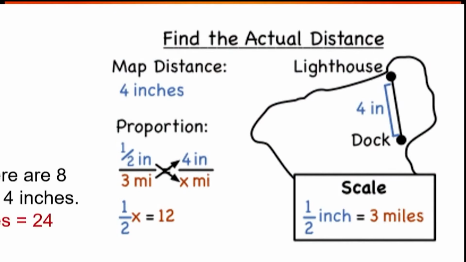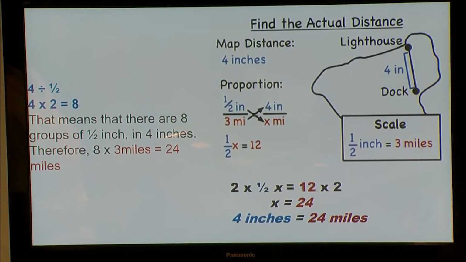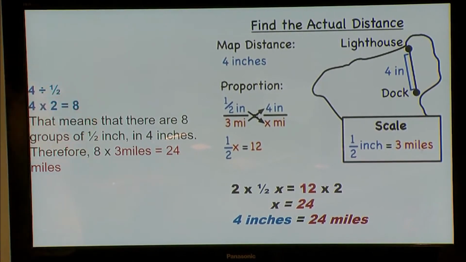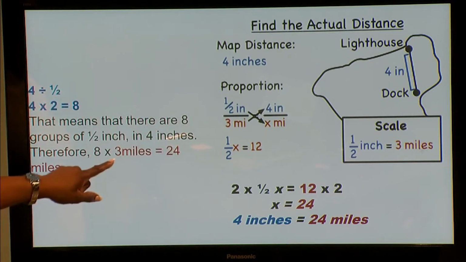Now, there's another way we could look at it. So here we go: 4 divided by half. Why do you divide by half? You want to see how many groups of halves you can get from 4. You can reason it out, I always say to my students. If you have 4, every one has 2 halves, so 4 wholes will give you 8 halves. That means you would have applied 8 to get to 4 from the initial ratio of ½ to 3 miles. So if you just multiply again, 3 times 8 gives us 24 miles.